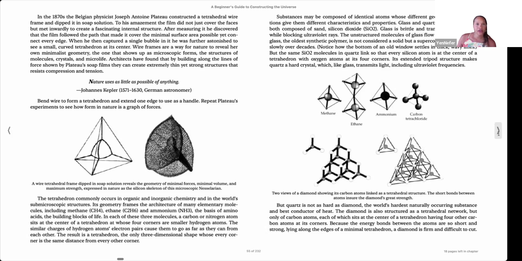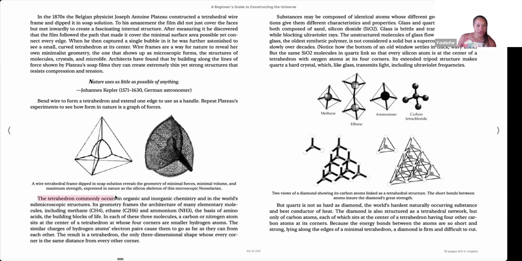The one that shows up as microscopic forms, the structures of molecules, crystals, and microlife. Architects have found that by building along the lines of force shown by Plateau's soap films, they can create extremely thin yet strong structures that resist compression and tension. Nature uses as little possible of anything. Bend wire to form a tetrahedron and extend one edge to use as a handle. Repeat Plateau's experiments to see how form in nature is a graph of forces.